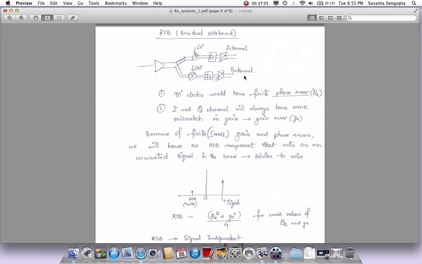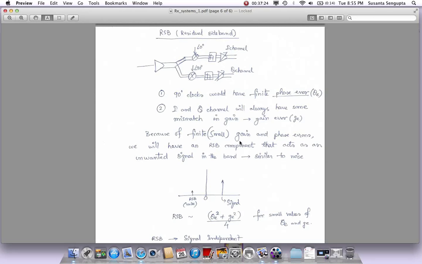And the I and Q channels will always have some finite gain error. Why? Because even when you lay it out, there's always going to be some asymmetry somewhere, and you will get a finite gain error. Very small but finite gain error. So let's call that gain error GE. So phase error is phi E, gain error is GE.